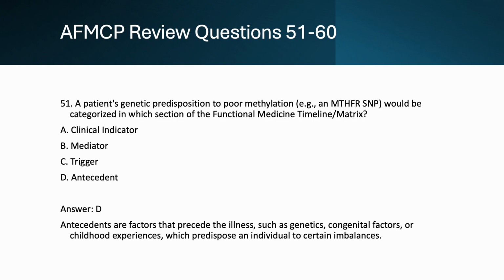B is incorrect because mediators are ongoing factors, either biochemical or psychosocial, that contribute to the pathological changes or prevent resolution of these pathological changes. And this is also an acquired factor. C is incorrect because triggers are an incident that sets off the clinical imbalance. This is also an acquired factor that happens later in life. So overall, the correct answer is D, antecedent.